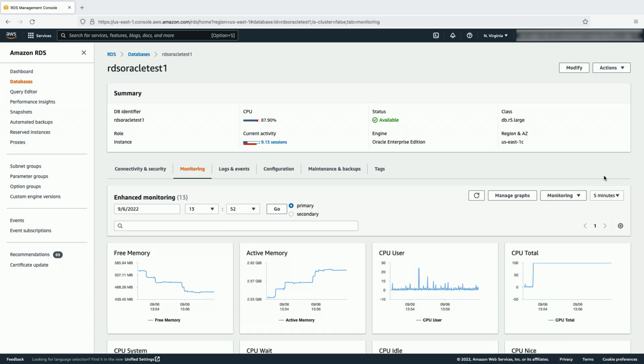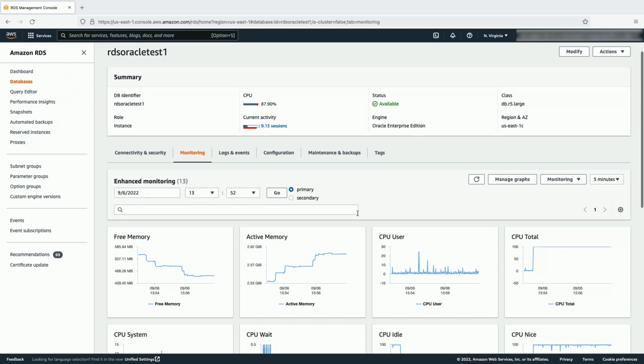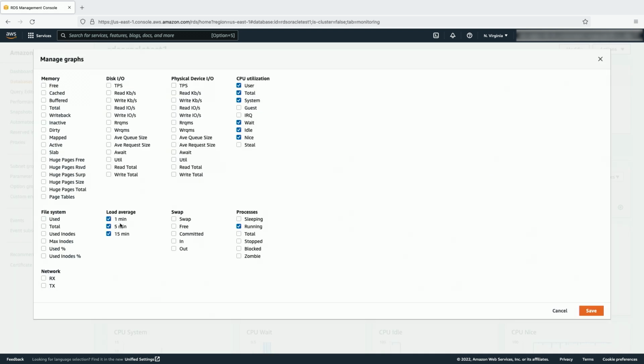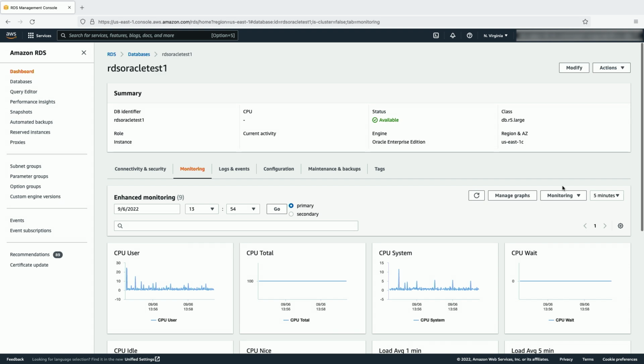If the instance is a multi-availability zone deployment, you can select primary to view the OS metrics of the primary instance, and also select secondary to view the metrics for the standby replica. Let's review the metrics related to CPU. For example, let's look into these values.